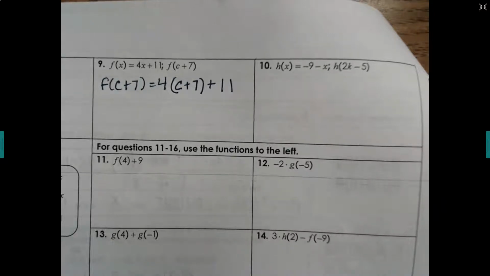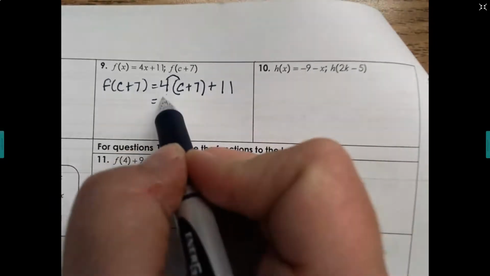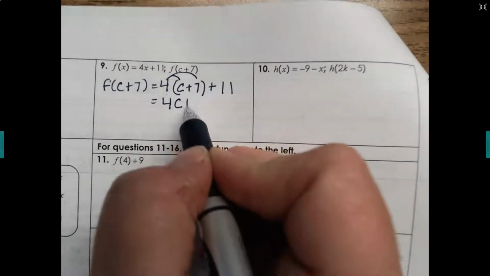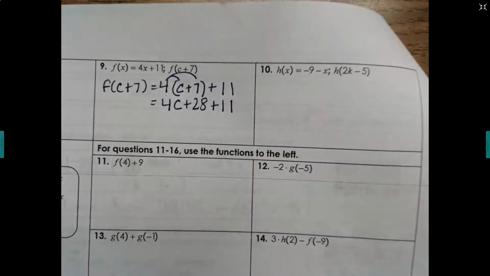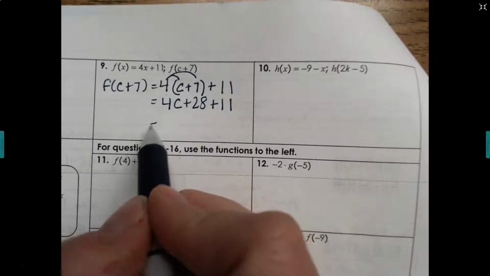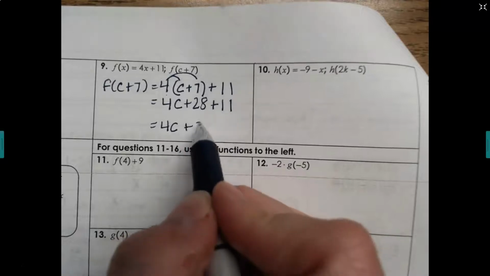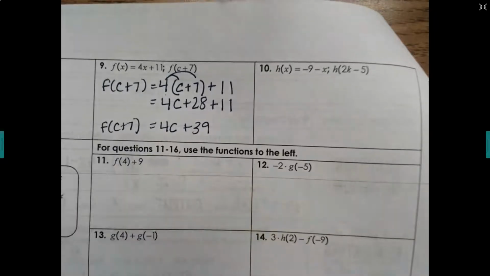Now we want to start simplifying. I have a 4 next to a parenthesis, so that means distribute. So I have 4 times c for 4c, and 4 times 7 for 28, and then we have plus 11 still on the end. These are all on the same side of the equals, so we want to combine our like terms. The 4c has nobody to combine with, and then 28 plus 11 is 39. So f of c plus 7 equals 4c plus 39. So it's not always going to come down to an exact number. It just depends on which problem we're doing.